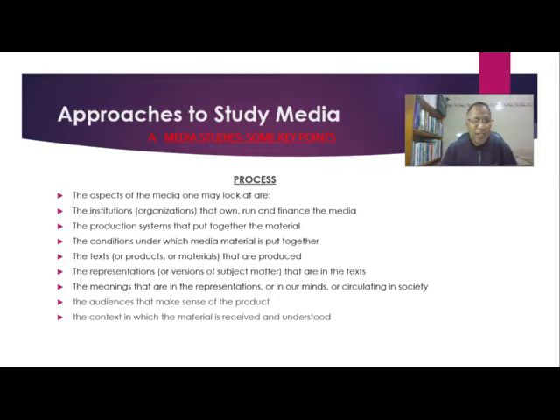And the next point is the audience that makes sense of the product, because in the process of media we have one sender, and of course there's the receiver. The receiver in this context is of course the audience, and we need to understand how the audience deconstruct, if you like, or manage to understand and to make sense of what they see.